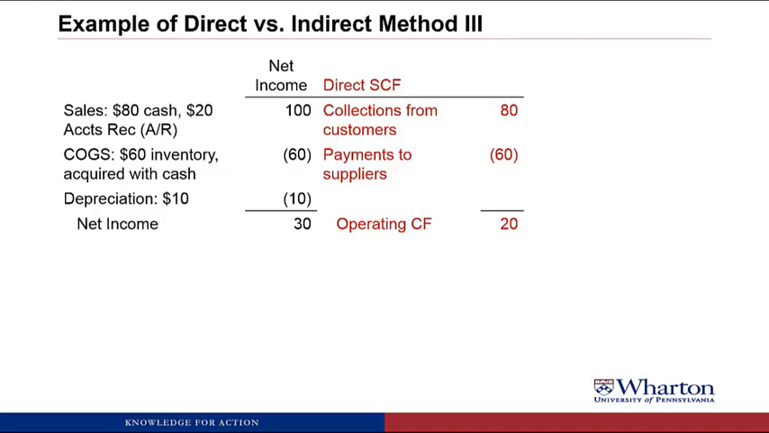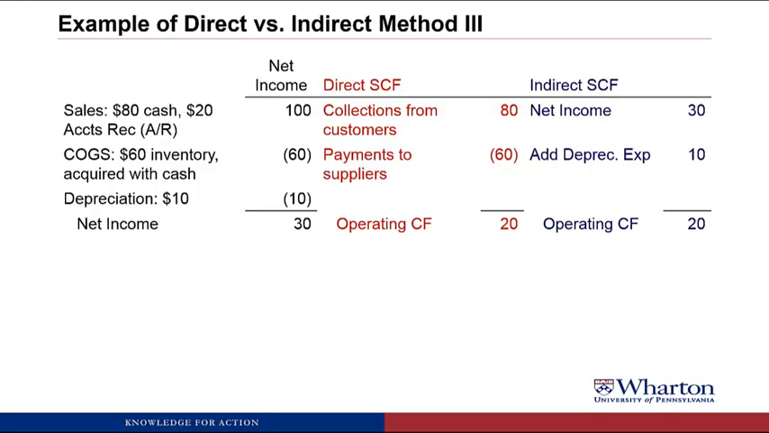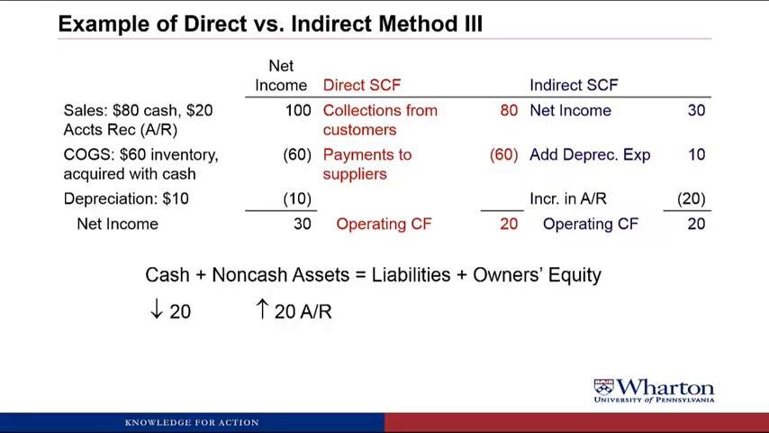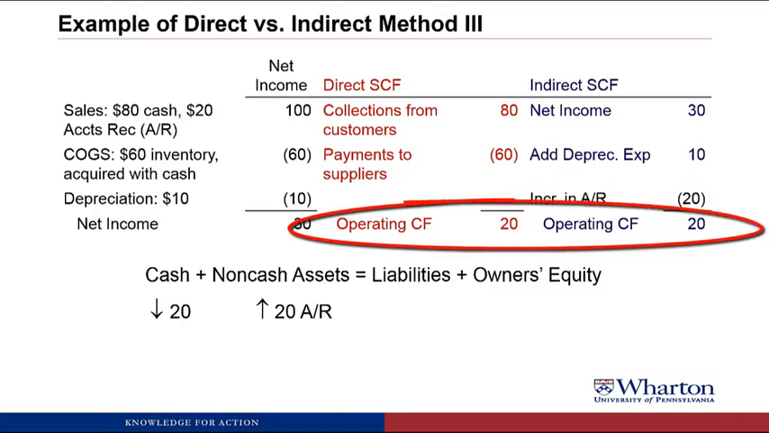Now let's see if we can get the same answer under the indirect method. We start with net income, and then as we saw in the prior example, add back depreciation expense because it's a non-cash expense. But now we have a change in accounts receivable that we have to adjust for under that third step in the algorithm. What happened is accounts receivable started the period at 0 and ended the period at 20, so that's a $20 increase in a non-cash asset, which means that we have to subtract it on the cash flow statement. And that makes it work, because we've got 30 of net income plus 10 of depreciation expense, 40, minus 20 for the increase in accounts receivable, which gets us to an operating cash flow of 20, the same answer that we got under the direct method.